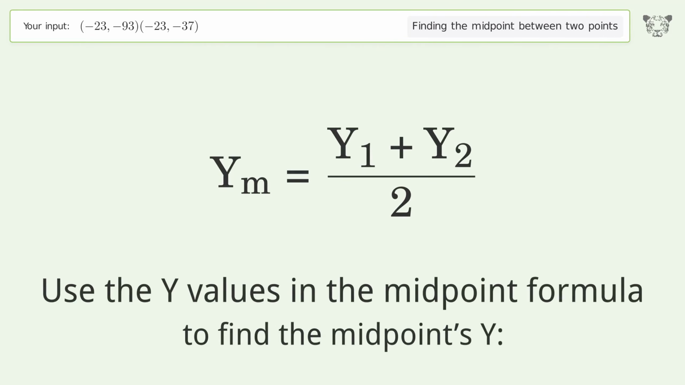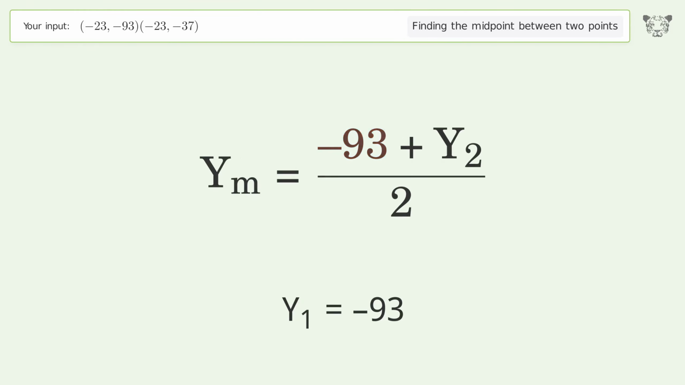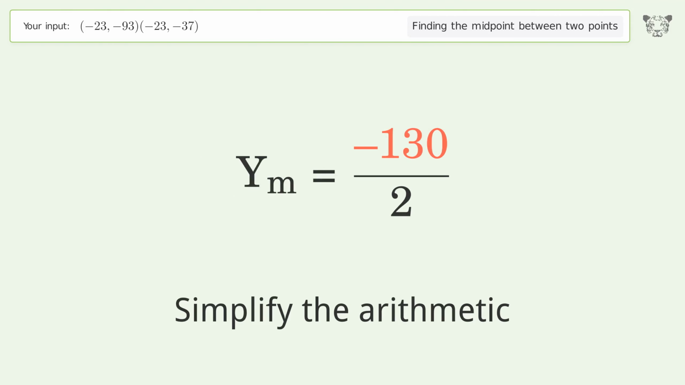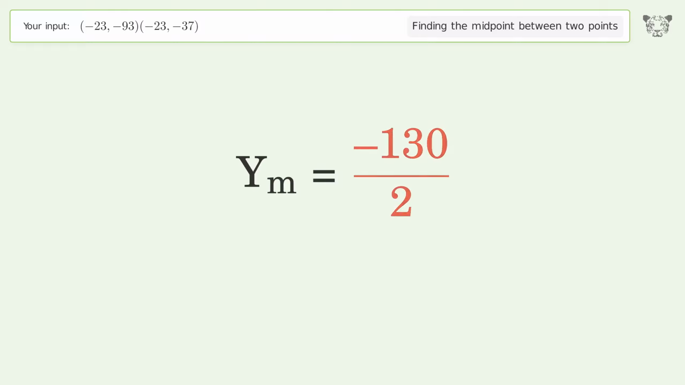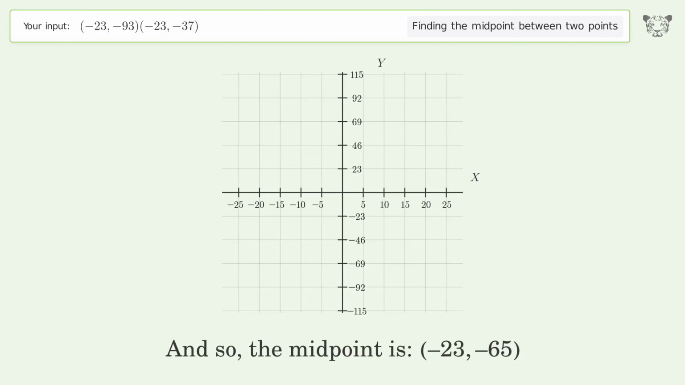Use the y values in the midpoint formula to find the midpoint's y. y1 equals -93. y2 equals -37. Simplify the arithmetic. And so, the midpoint is -23, -65.